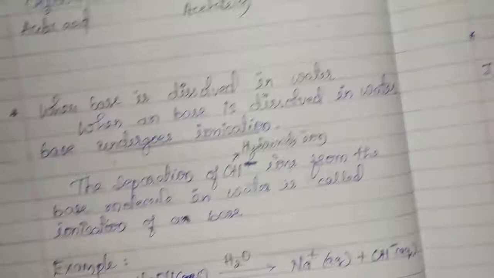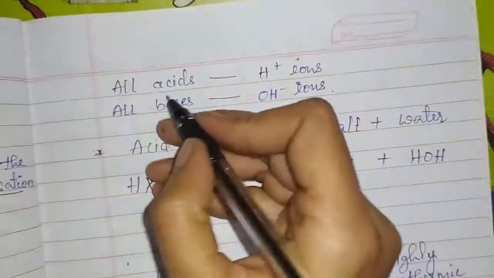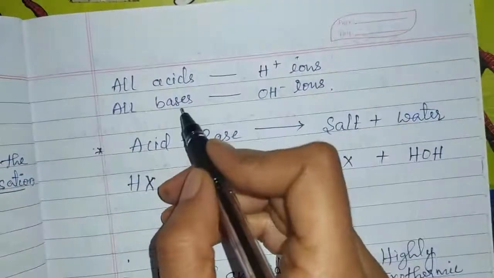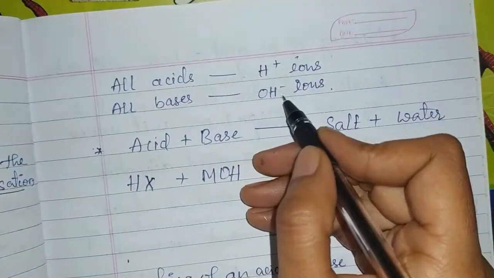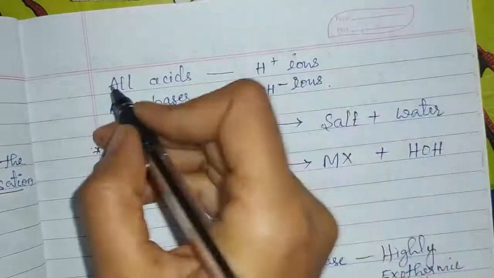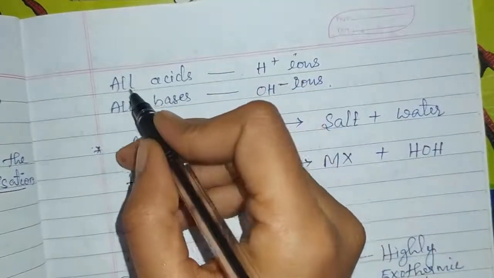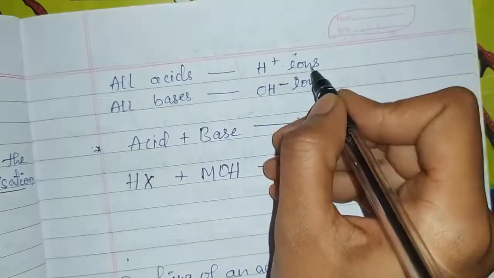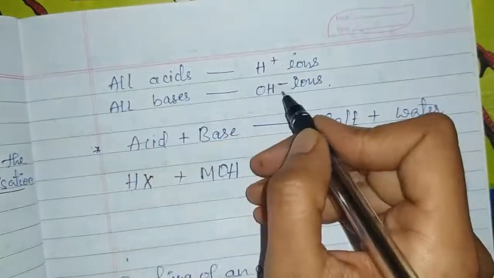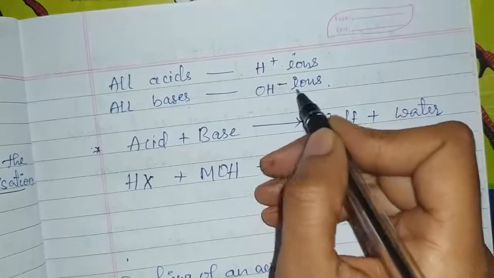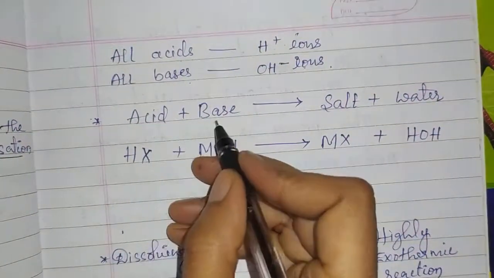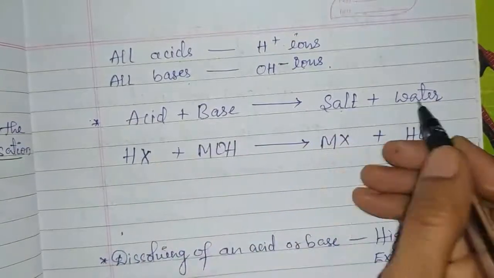So whenever acids are added to water, they release hydrogen ion. When bases are added to water, they release OH minus ions. So we can conclude that all acids release hydrogen ions and all bases release OH minus ions, that is hydroxide ion. Children, let us see, when acid and base react, they form salt and water.